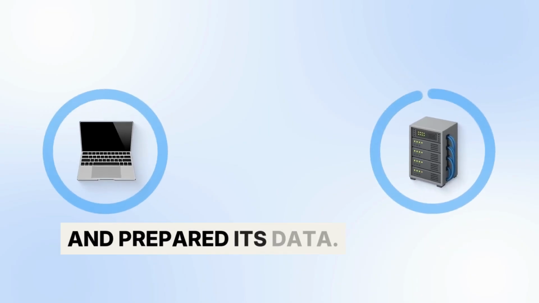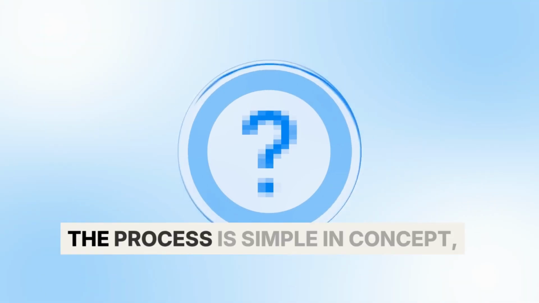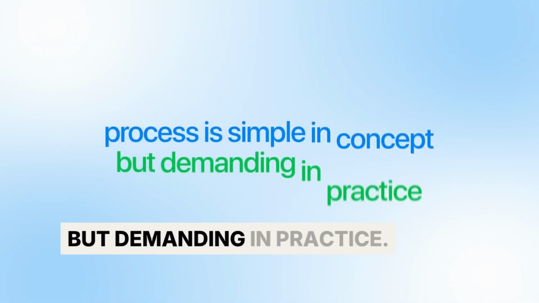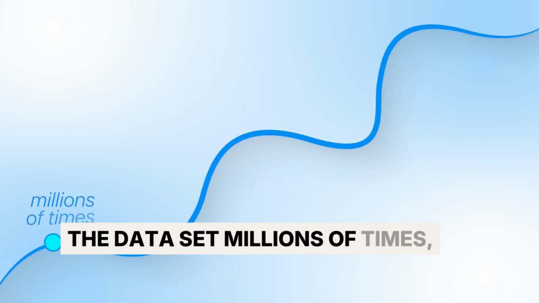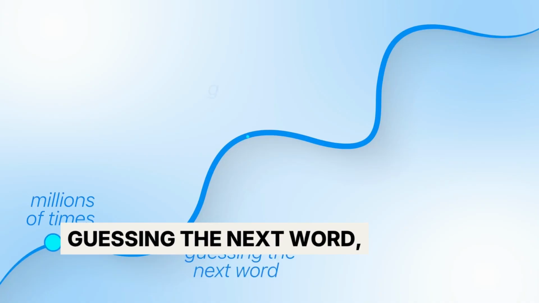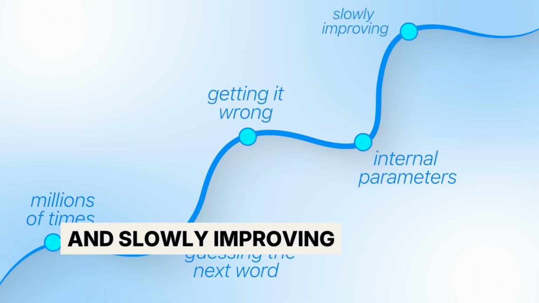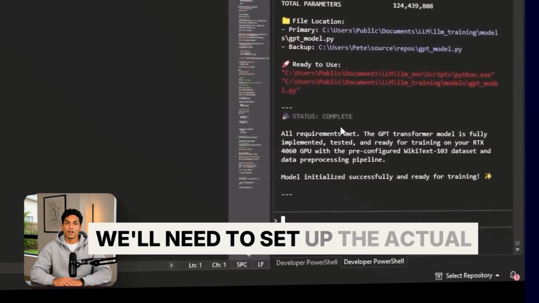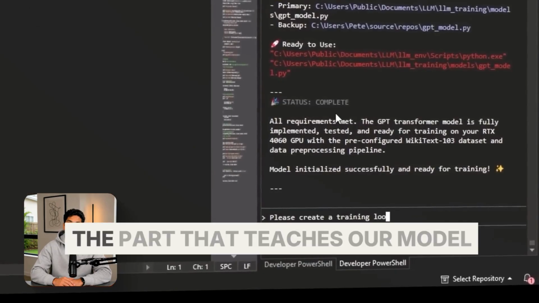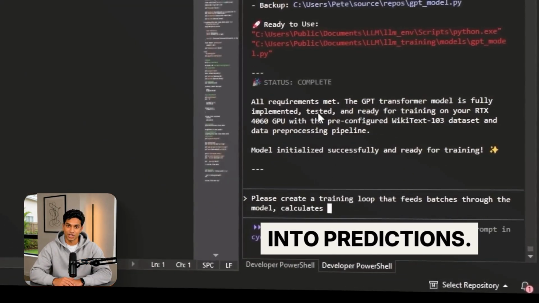Training is the part where everything finally comes to life. Up until now, we've built the model structure and prepared its data, but this is where it actually starts learning. The process is simple in concept, but demanding in practice. The model reads through the dataset millions of times, guessing the next word, getting it wrong, adjusting its internal parameters, and slowly improving with every step. To make all of that happen, we'll need to set up the actual training process, the part that teaches our model how to turn patterns into predictions.